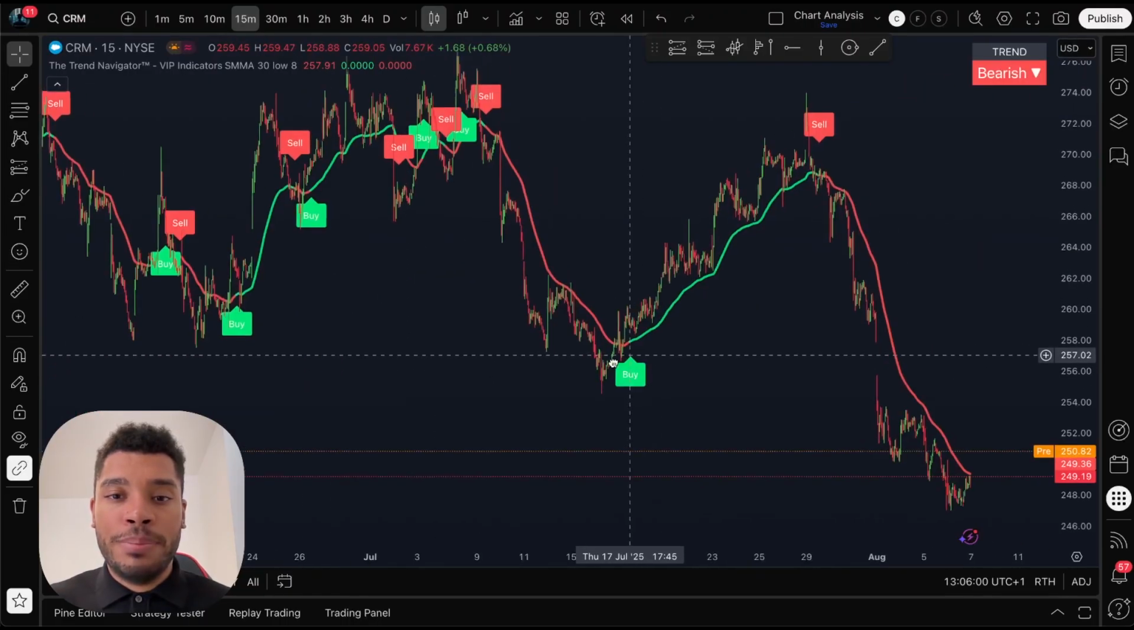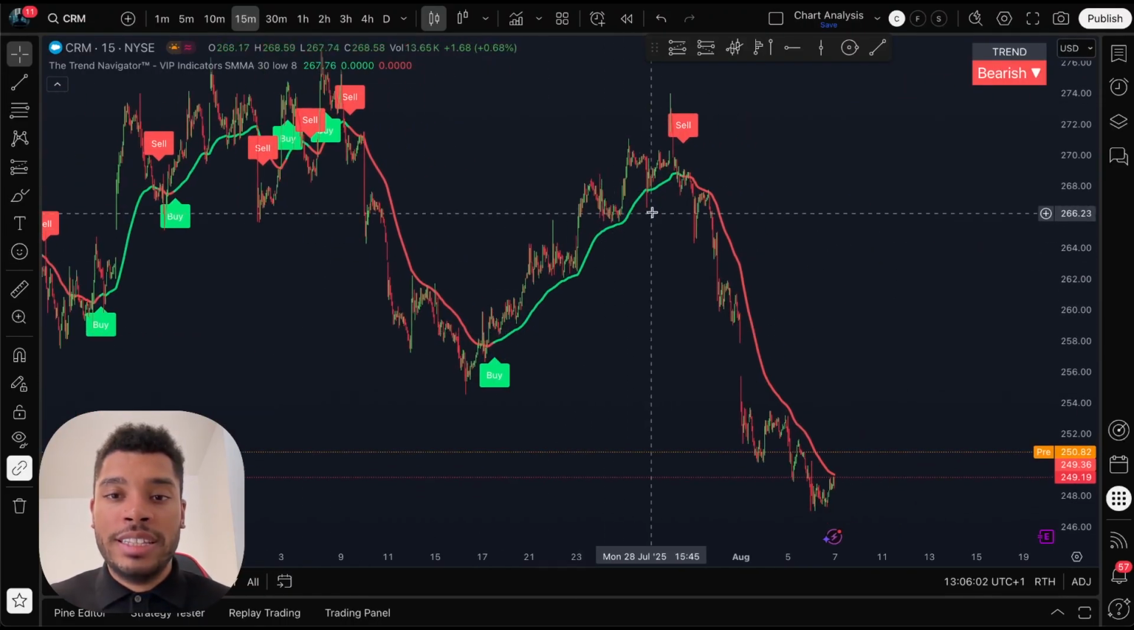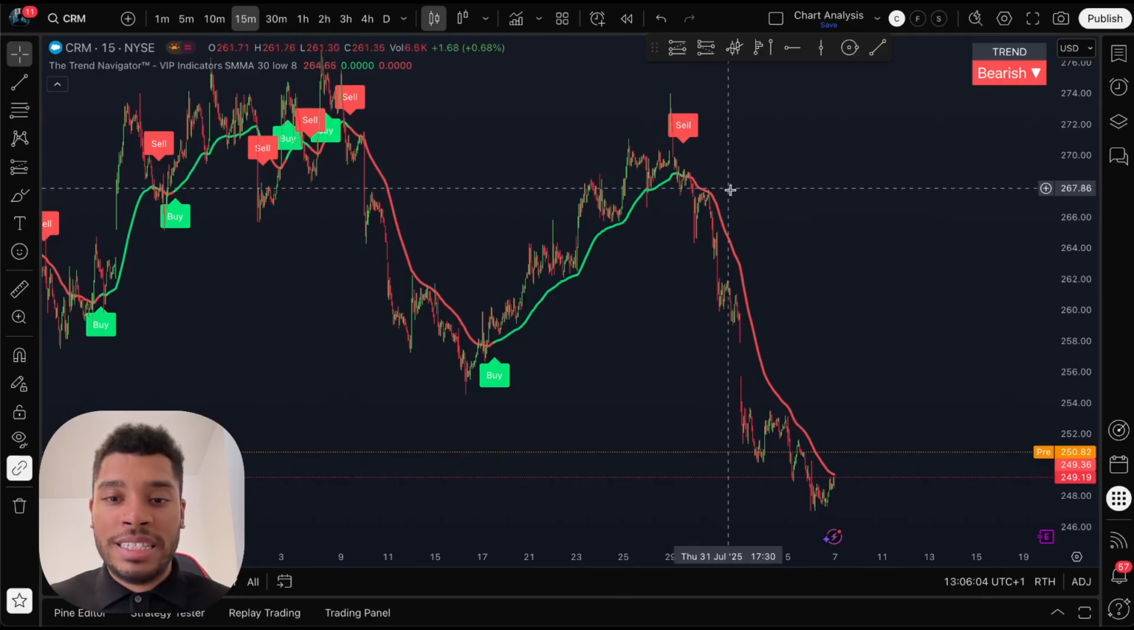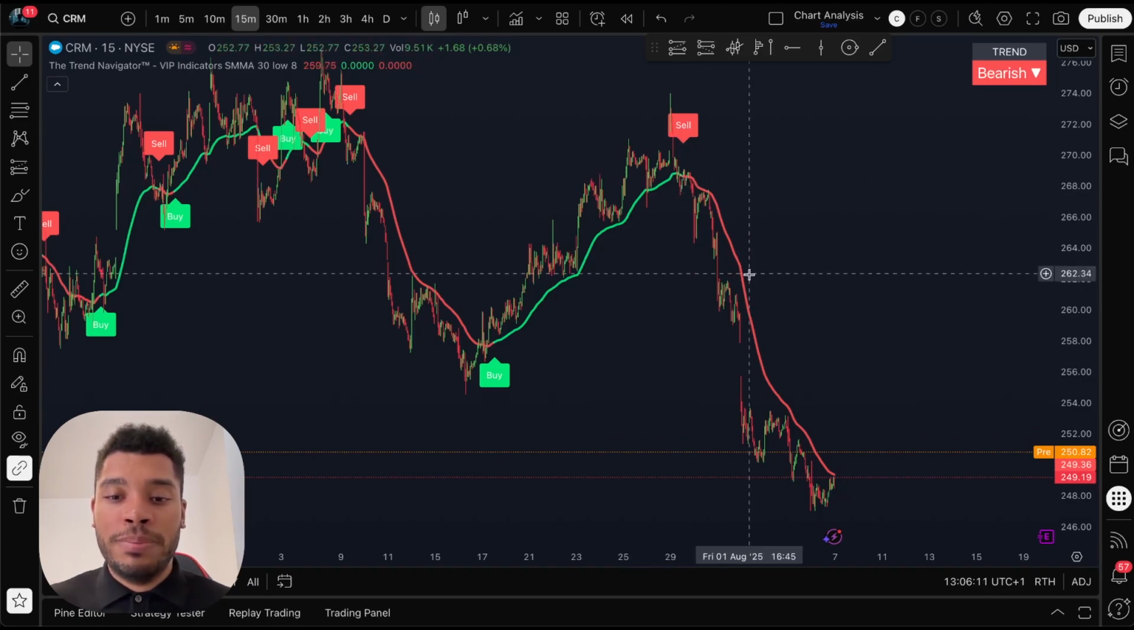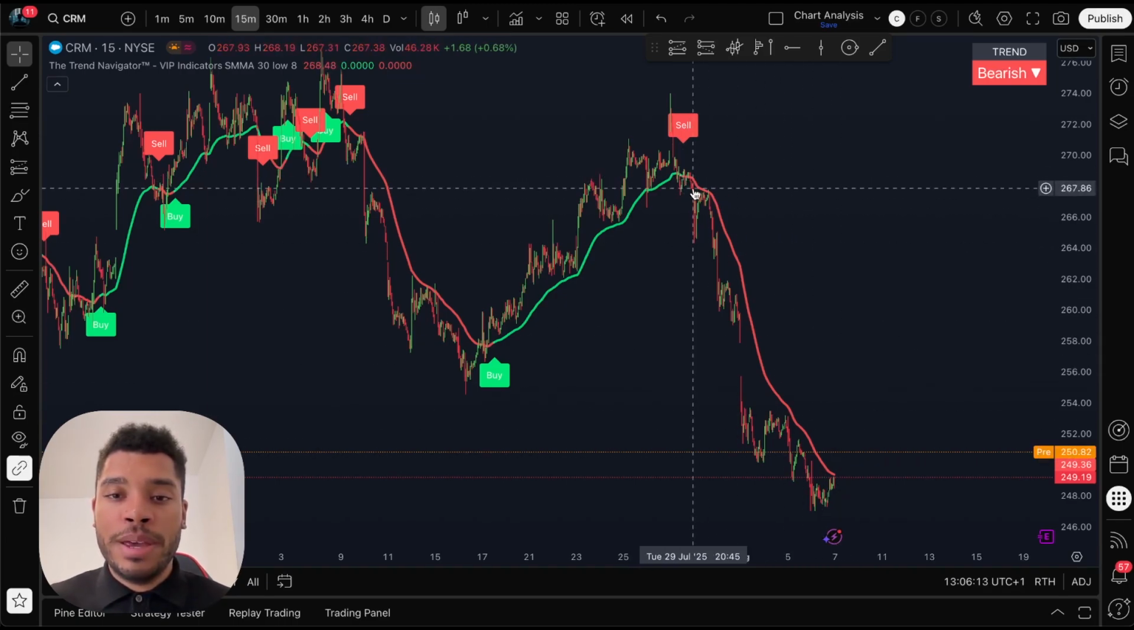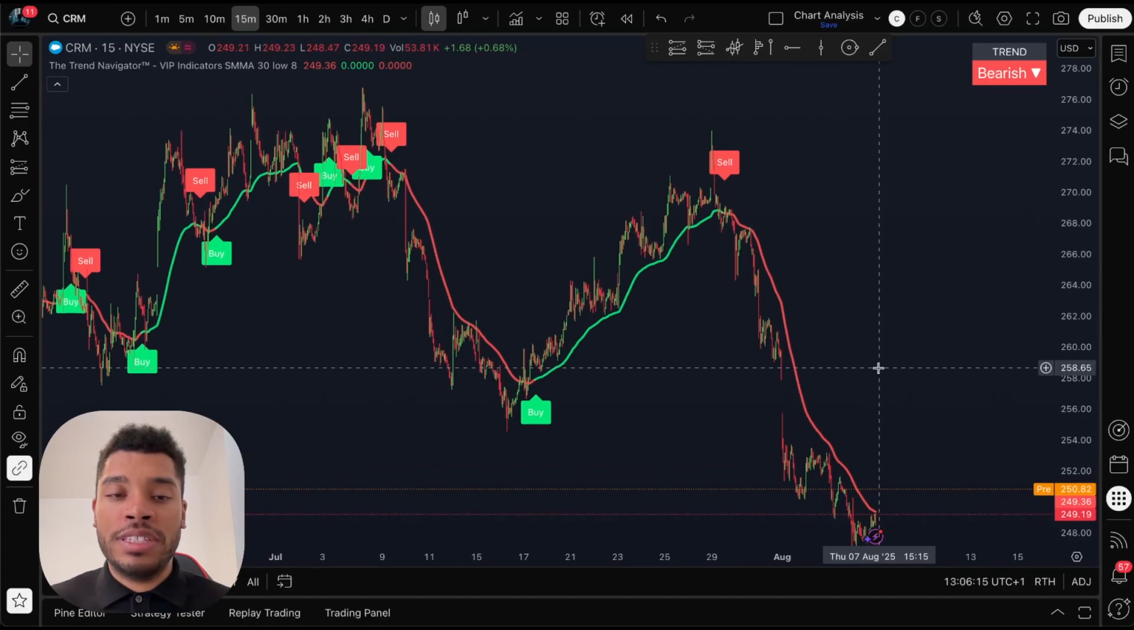Let's look, for example, in this case, at Salesforce. Look at this. Just before the massive drop, we received the signal to sell. We could have entered a short position here, and in just about a week we would be able to accumulate all these massive profits. And what I like about this indicator is that if you size your position properly, you don't need a lot of trades on a monthly basis to still be able to profit.